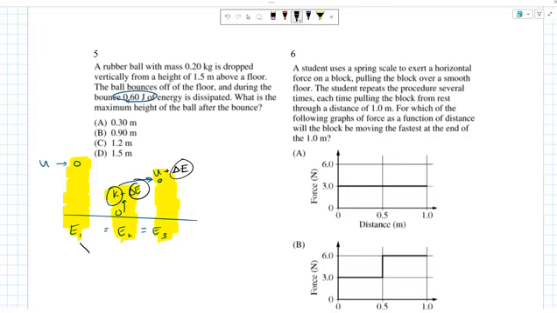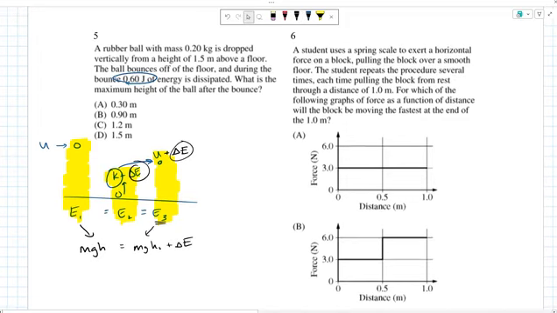So at the top, we've got mgh. They tell us that height is 1.5 meters. And then over here at the end, we have mgh2, which is what we're finding, plus that change in energy. So we're going to plug everything in. We're going to solve for h2.